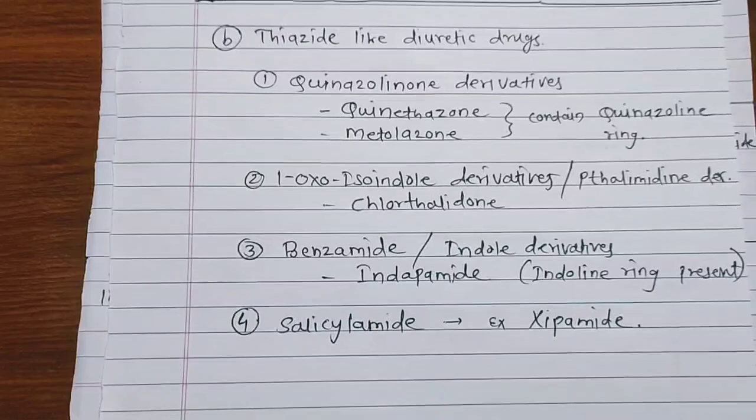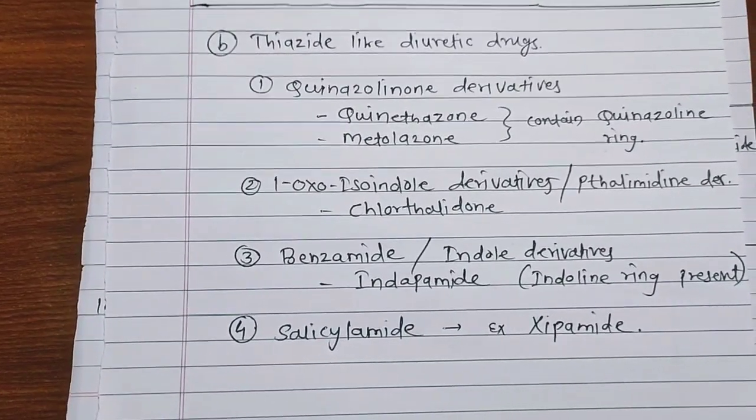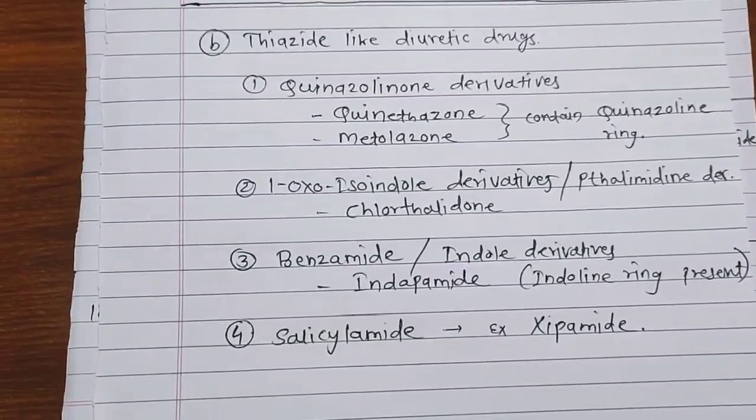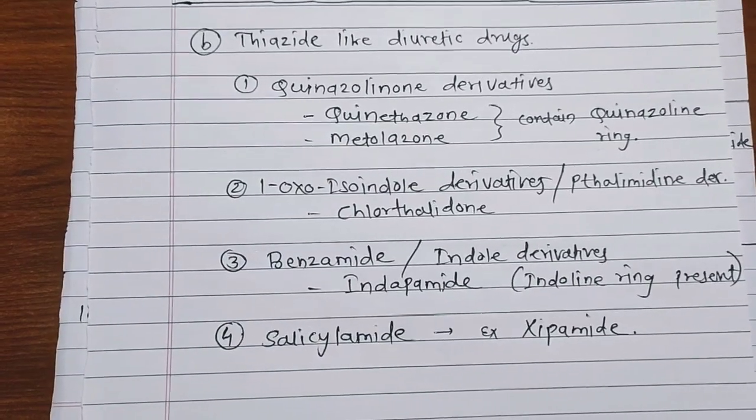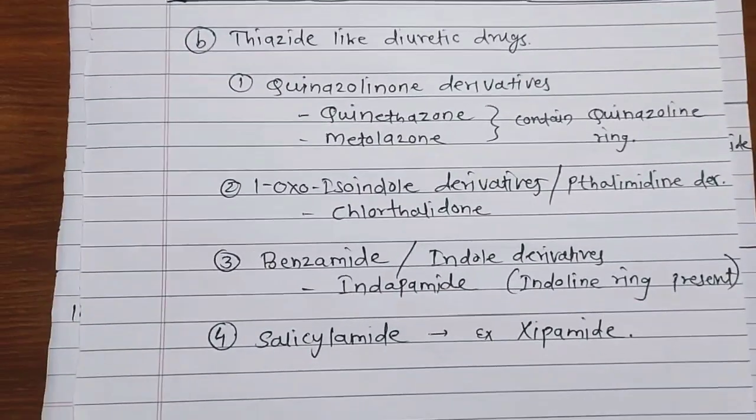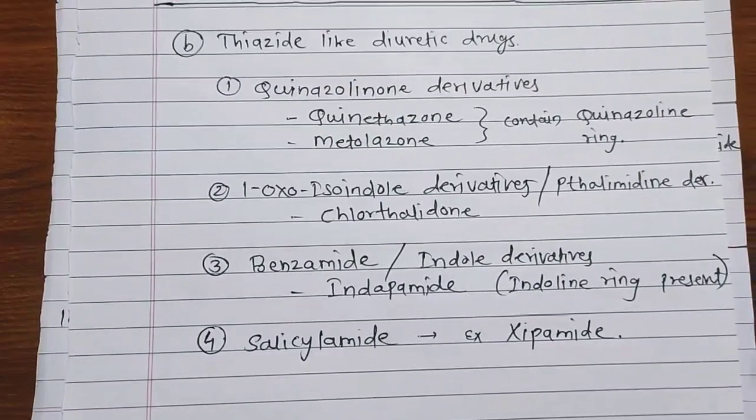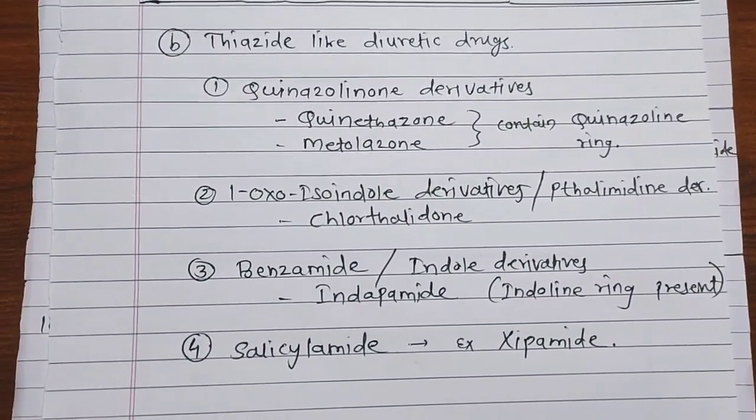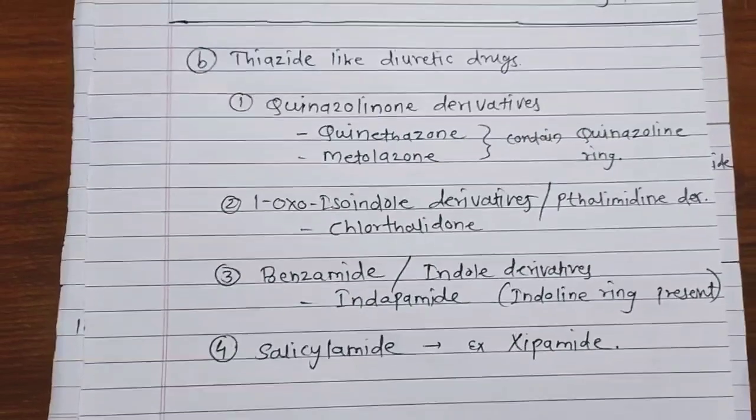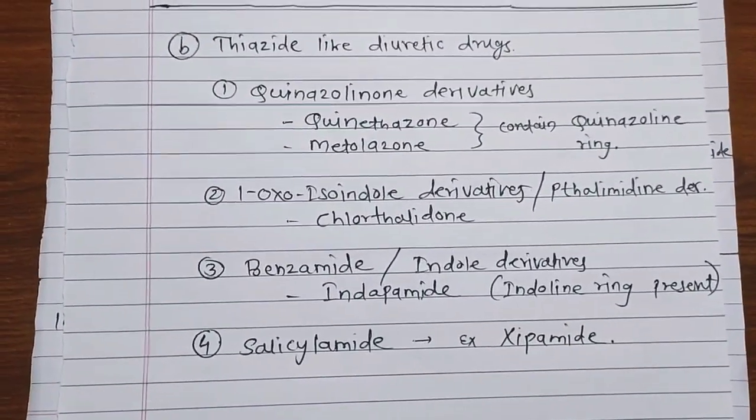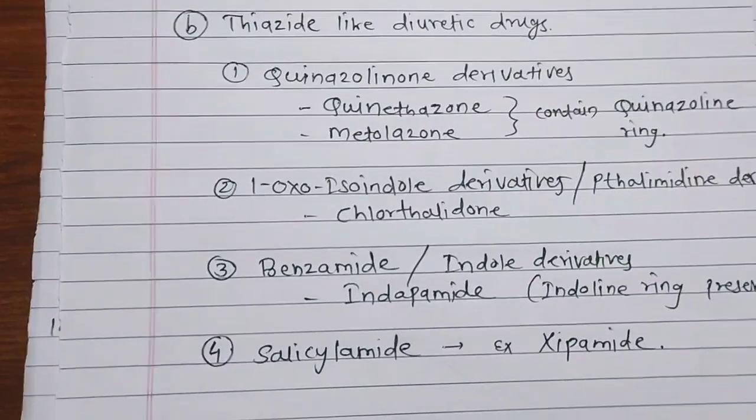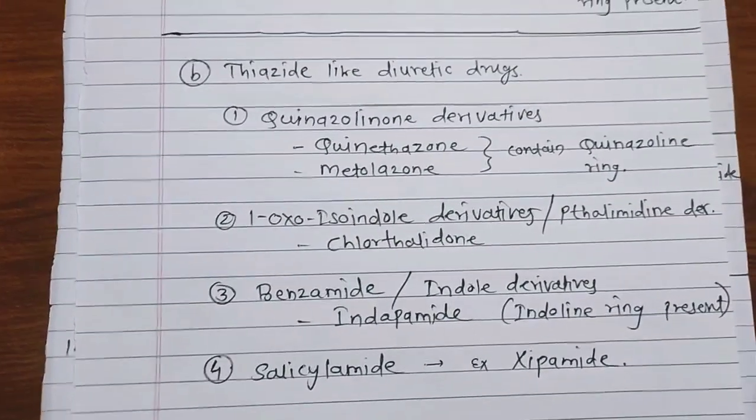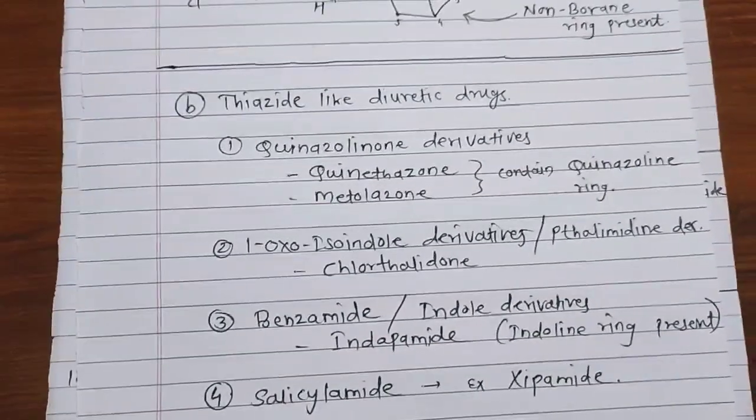Another class we have is the 1-oxo isoindole derivative, which is also called the phthalimidine derivative. The drug that comes under this is chlorthalidone. The next class we have is the benzamide or indole derivative. In this class, we have indapamide, in which the indoline ring is present. The next class we have is the salicylamide. In the salicylamide derivative, we have the xipamide drug. So that is for today, and we'll see the other two classes in another video. Thank you.